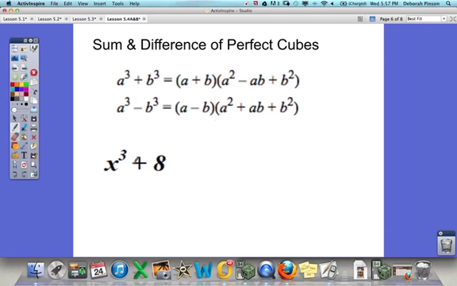Okay? So looking at my first problem here, first of all, I want to verify that they're perfect cubes. So the cubed root of x to the third is x. That's going to be my a. And the cubed root of 8 is 2, because 2 times 2 times 2 is 8. That's going to be my b. Now, because this is a plus sign right here, I'm going to plug into this top equation with the plus sign. So let me write out what I'm going to plug into.